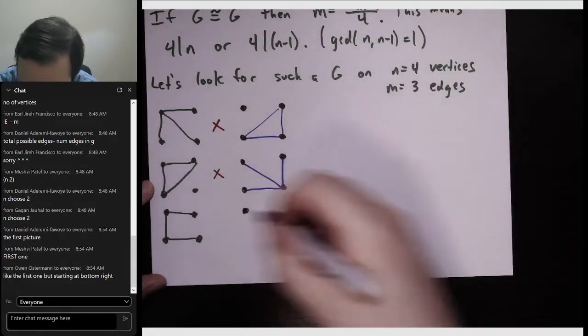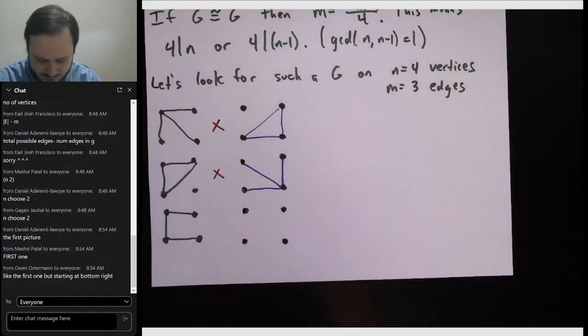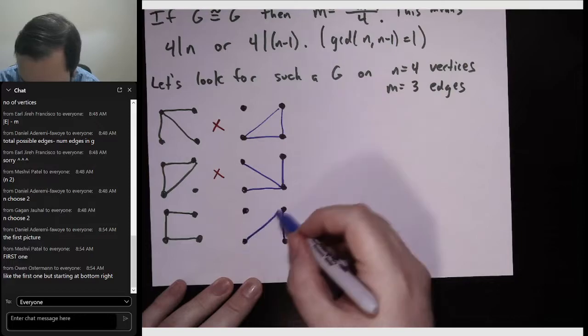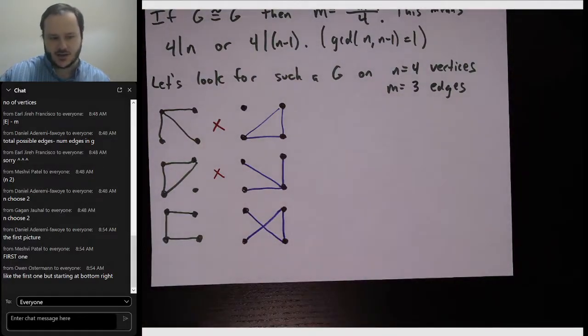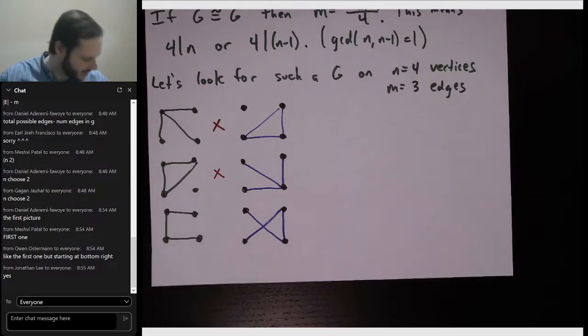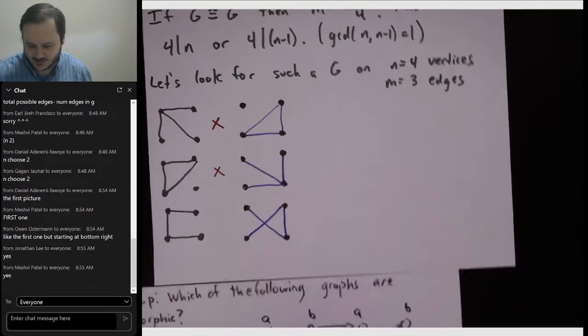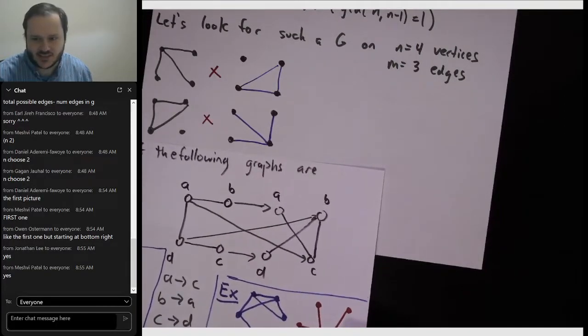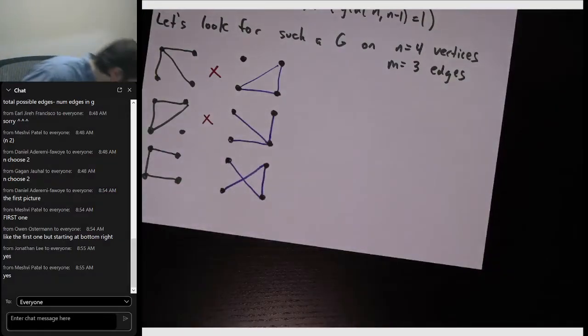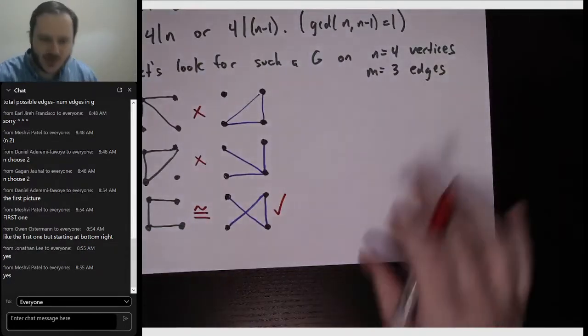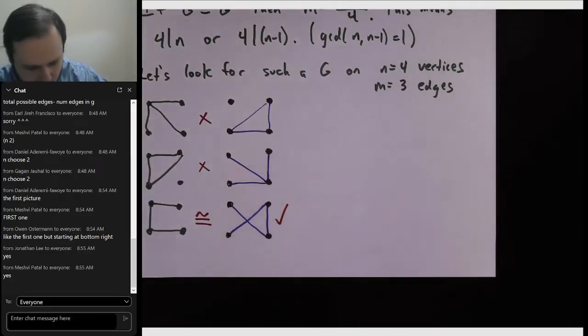But if I take the complement of this graph, I get an edge here, and an edge here. And are those two graphs isomorphic? Yeah, right? This was our warm-up question. Look at that. Yeah, same picture. It's like I planned this whole lecture. Yes. These two are isomorphic. So, can a graph be isomorphic to its own complement? Yes.